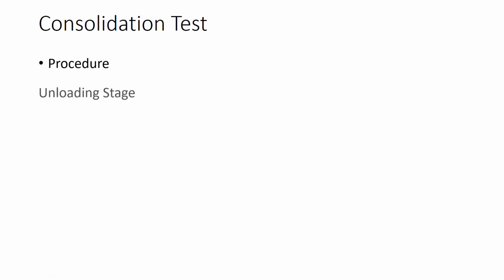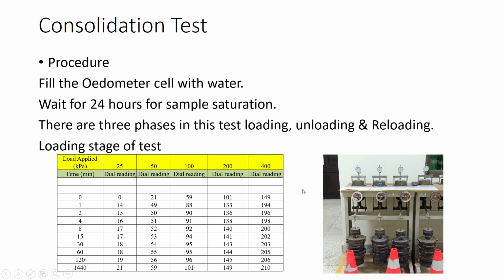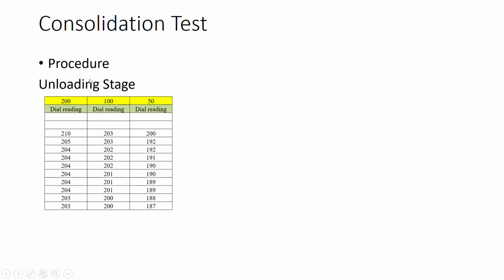This is the unloading stage, in which your sample starts swelling. Going back to the previous sheets, you need to remove the 400 kPa disc, so it moves back to 200 kPa. Then you need to remove the 200 disc, it goes back to 100, and then remove the 100 kPa, so it moves back to 50 kPa. As there is swelling, there may be a change in the void ratio also.